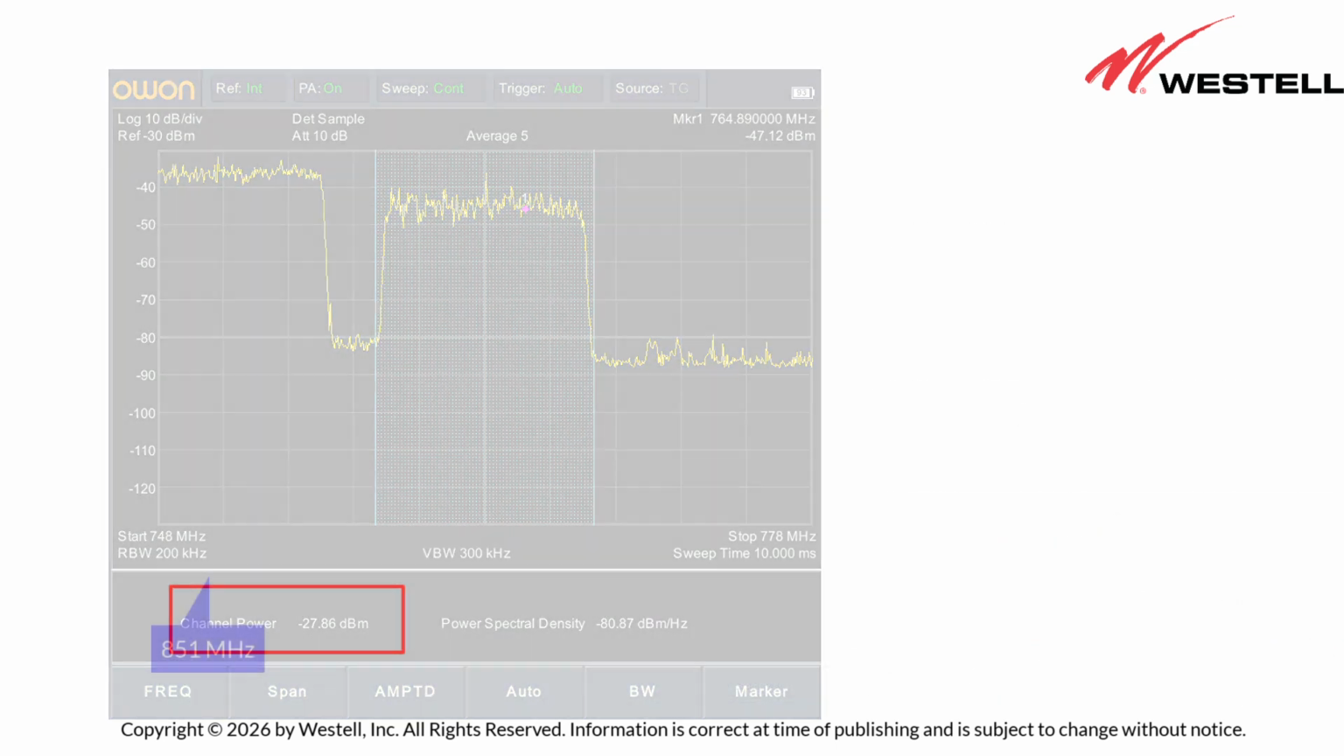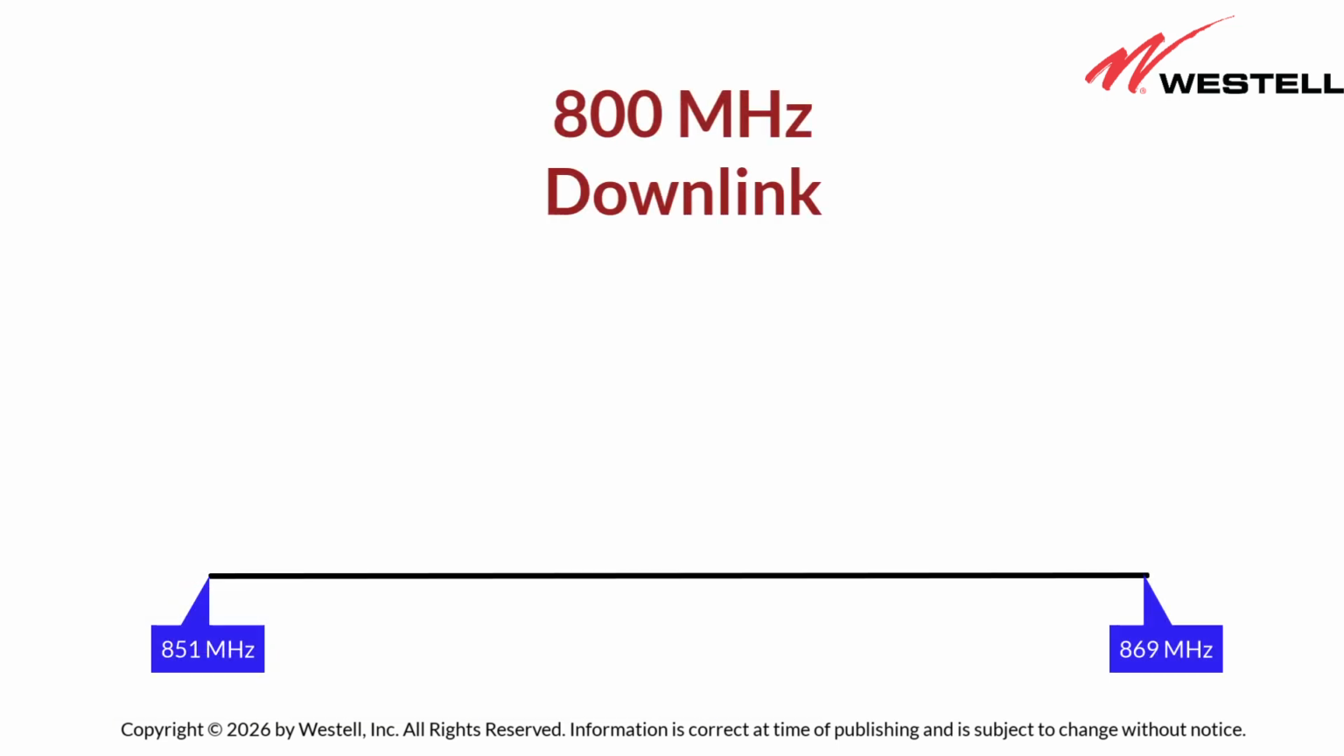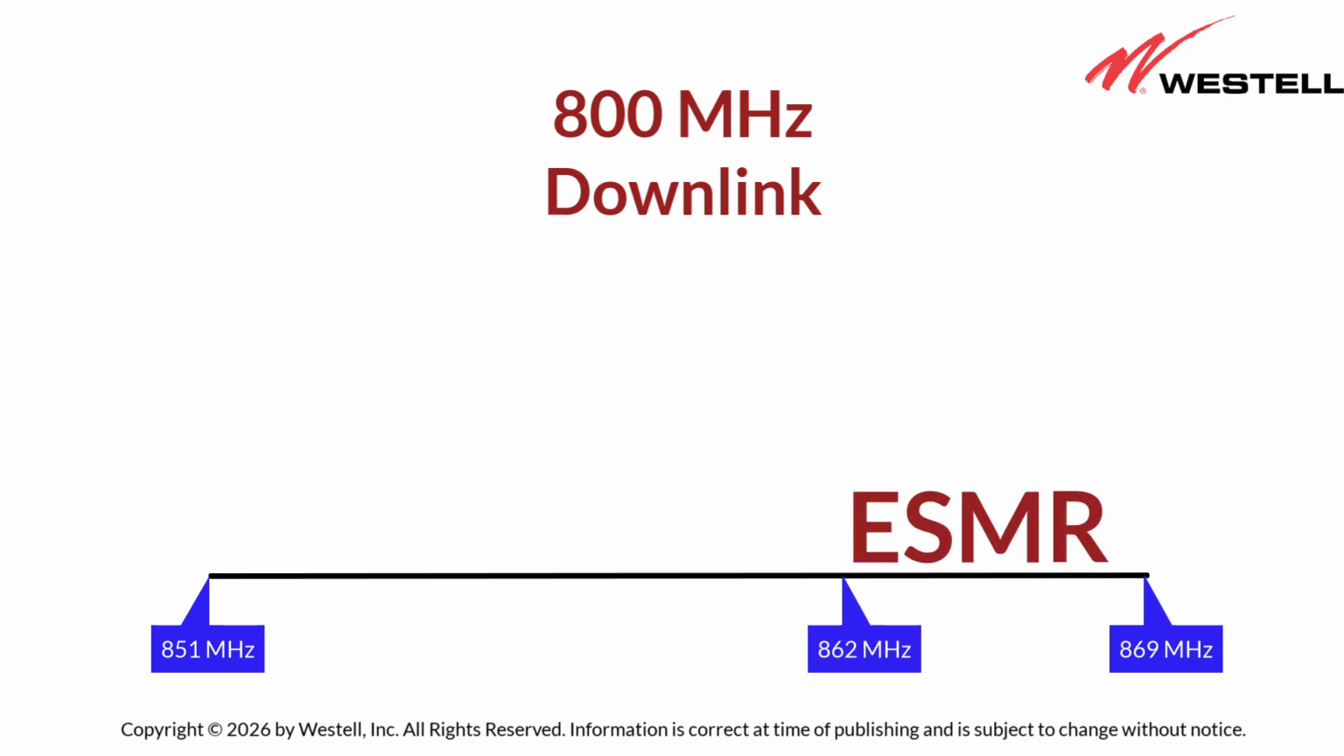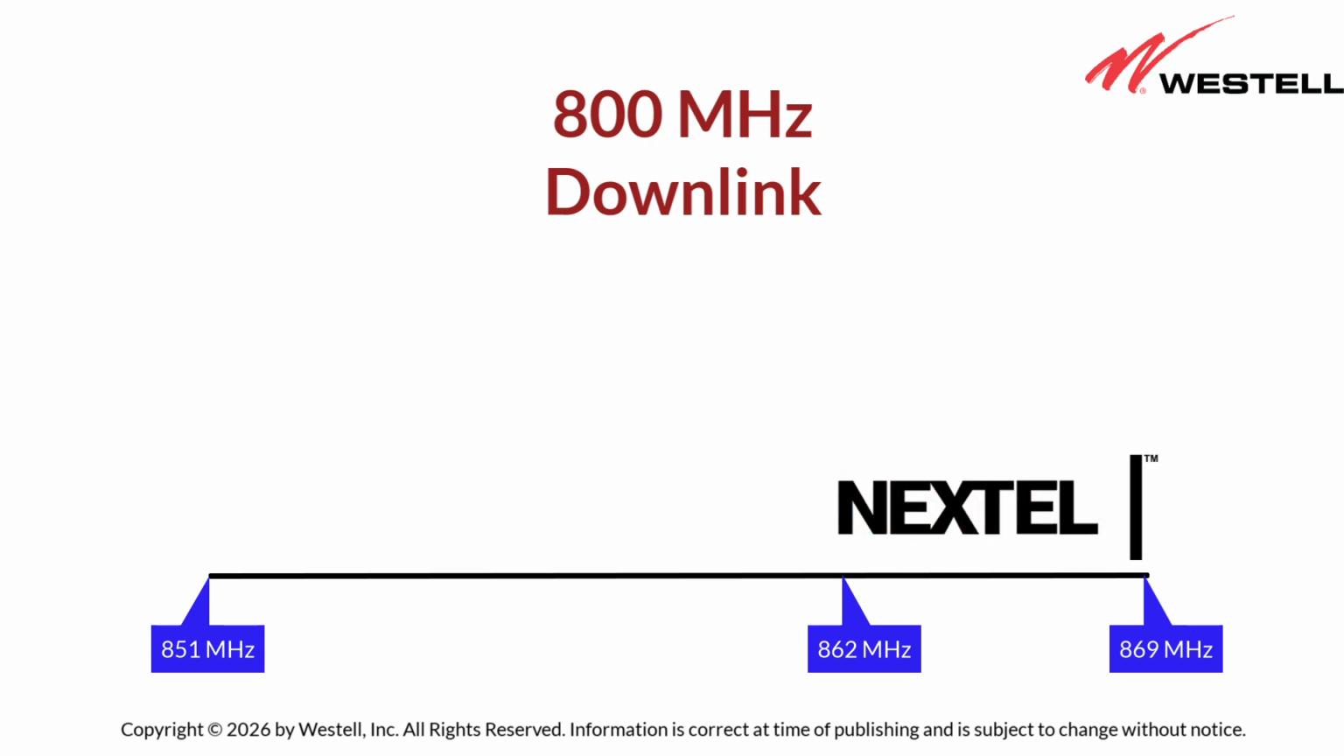Is there a similar issue with the 800 band? That answer is a bit more complicated and also a lot more concerning. In the 800 band, the frequencies between 862 MHz and 869 MHz are known as the ESMR band. The ESMR band was used by Nextel, then Sprint, and then T-Mobile when those companies acquired the other.